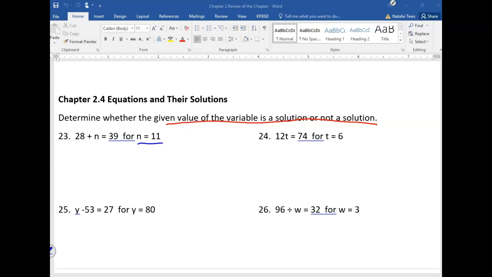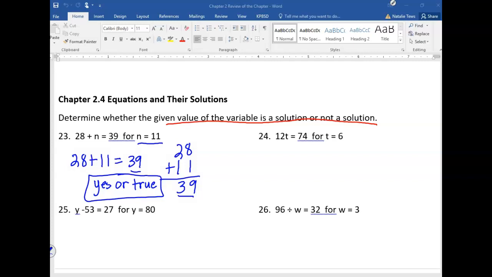So all I have to do is go 20. Why did I write a 3? Okay. All I have to do is rewrite my problem, and I have to fill in this value. So they said n was 11, so I'm going to go 28 plus 11 equals 39. And I have to figure out if this is true or not true. So why do I keep writing a darn 3? Okay. 28 plus 11, I'm going to just add those together. And I got 39 and they had 39, so is this a solution? Yes. I could say yes, or I could say true. Either one of them would be correct.